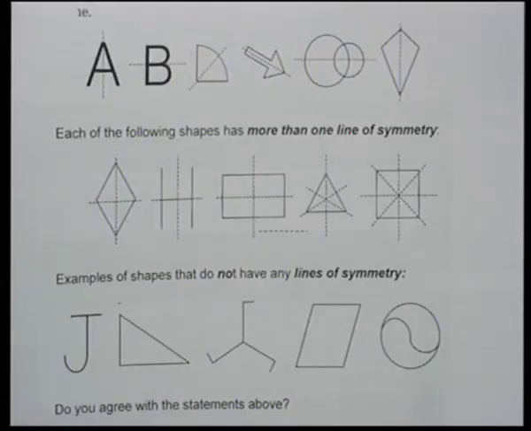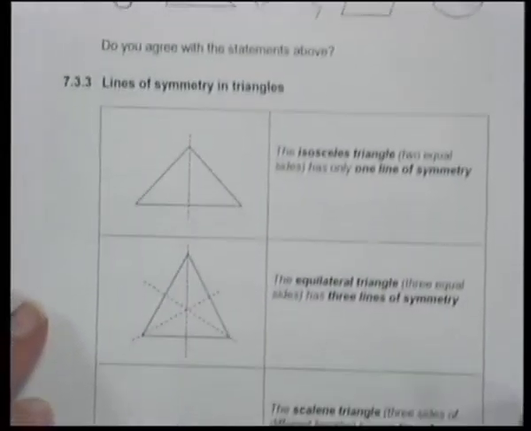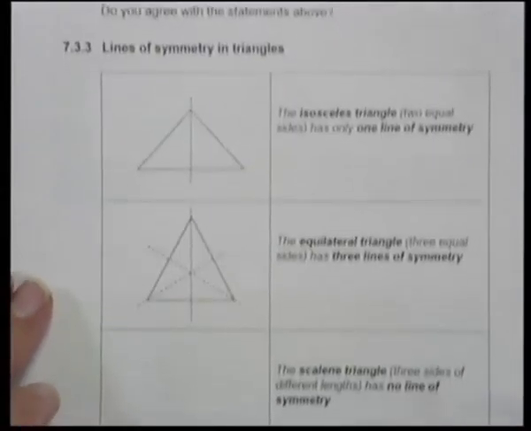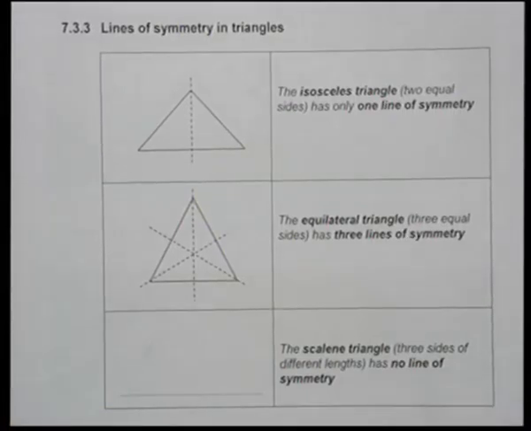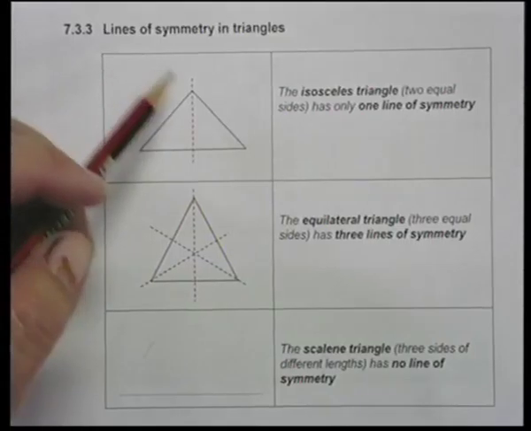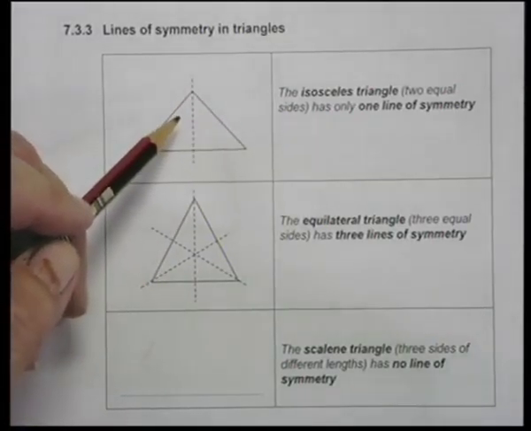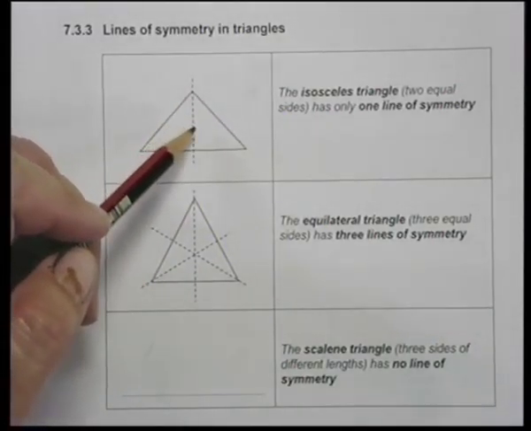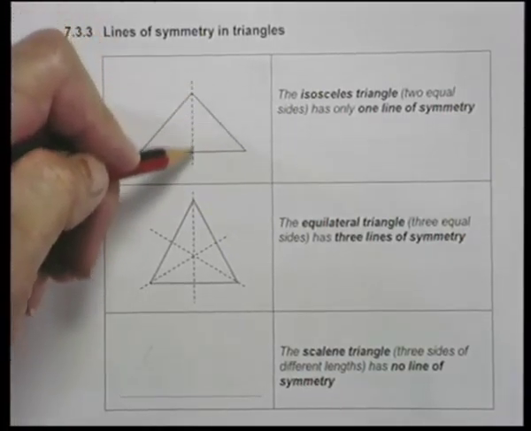Because if you fold your picture, it will not lie exactly on the other pattern. So if you imagine that you are folding your picture, it must be exactly on top of the other pattern. If it differs and they don't fall on each other, then you know there is no line of symmetry. In triangles, the isosceles triangle, the two equal sides, has only one line of symmetry. There we see the line of symmetry.